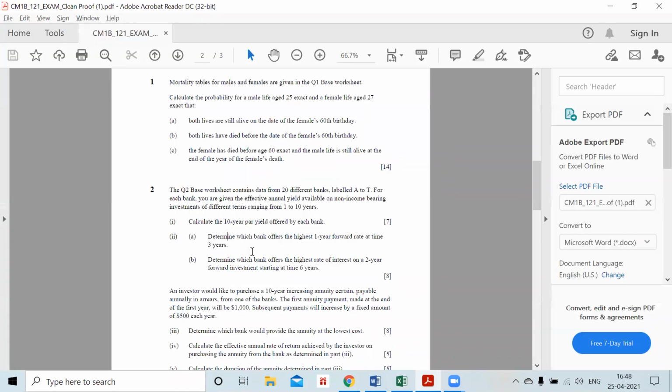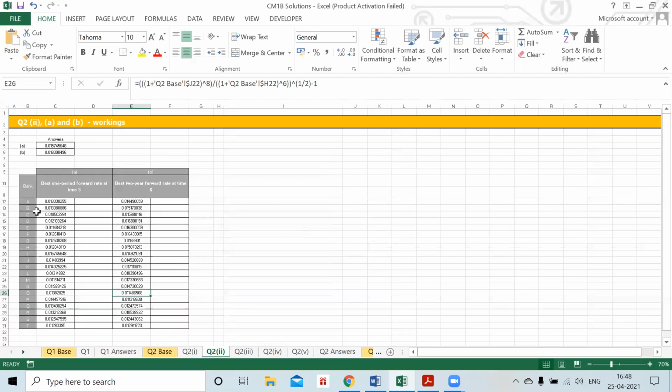Determine which bank offers the highest interest rate. Next, determine which bank offers the highest 1-year forward rate at time 3 years. So for the 1-year forward rate at time 3 years, we take all the interest rates: (1 plus i) to the power 4 divided by (1 plus i) to the power 3, minus 1. So we take the 4-year rate divided by the 3-year rate, minus 1, and we get the 1-year forward rate at time 3.